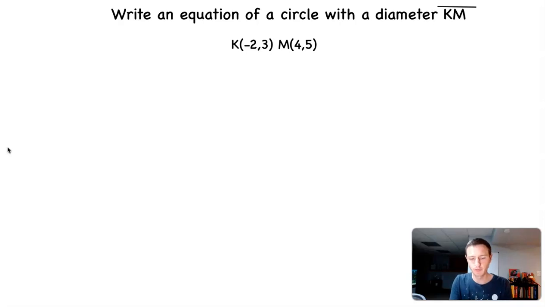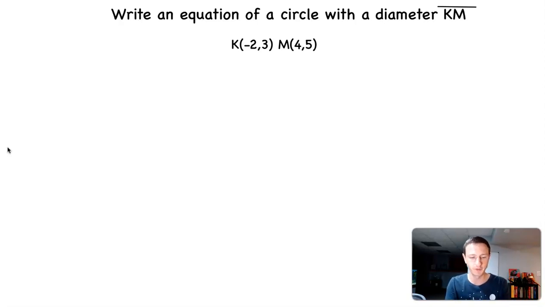In this example, we want to write an equation of a circle with a diameter KM, and we're given the points K(-2, 3) and M(4, 5). So we have a lot of work ahead of us. We want to create an equation of a circle, and we're given the diameter of the circle.